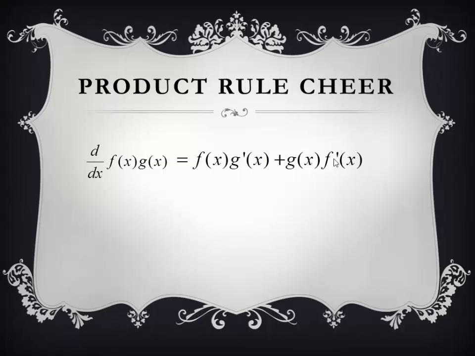Let's repeat the product rule cheer together. Product rule. Copy first, differentiate second, plus copy second, differentiate first. In this rule, if you noticed, I'll call the expression in front as first and the expression behind as second. And that's why the cheer goes like this. Copy first, differentiate second, plus copy second, differentiate first.